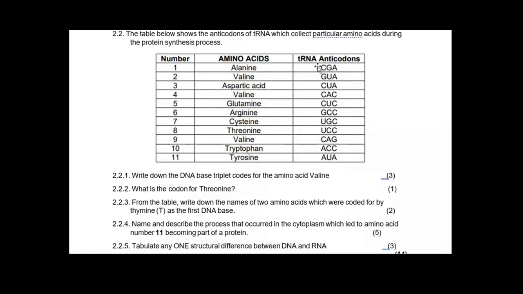triplet codes for the amino acid valine. So if we look at where valine is, it's at number 2, okay? And then it's also at number 4, and then it's also at number 9. So what I want you guys to do is write down the DNA base triplet codes for number 2 valine, number 4 valine, and number 9 valine. So you are given the tRNA, please write down the DNA triplets for 2, 4, and 9. I'm going to give you guys a minute to do that.